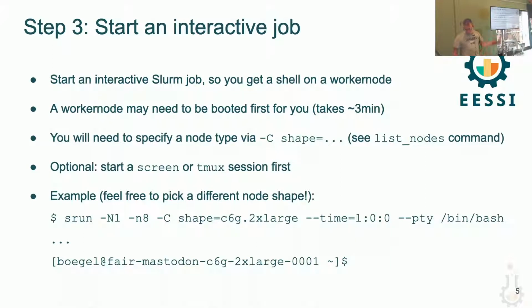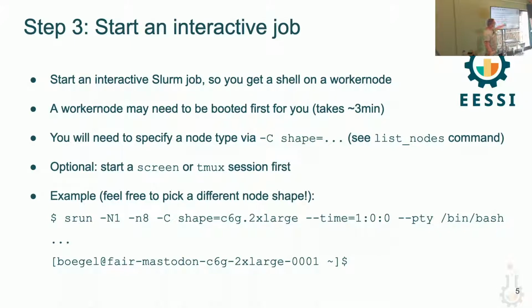Then after you did the clone, you have the EESSI-demo ready. You can start an interactive Slurm job. So this eventually will get you an interactive shell on a worker node. It can take a bit of time before that shell comes back because Cluster in the Cloud will automatically boot a VM for you for that specific node type. When you're submitting the Slurm job, you'll have to specify a shape as well. And the shape basically corresponds to the different instance types that are available in AWS and that we have registered in the cluster.